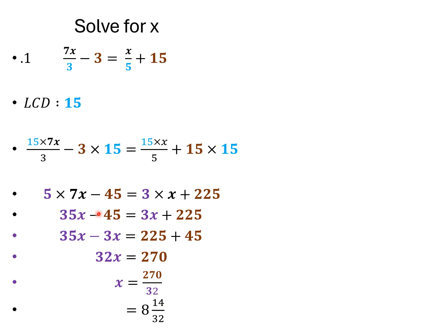Take my x's to the same side, so 35x minus 3x gives me 32x. 225 plus 45, it gives me 270. Right, to get x on its own, remember solve for x, so I want x to the power 1. So 32x divided by 32 gives me x. 270 divided by 32 would then give me 8 and 14 over 32. Right, and you can write that in its simplest form based on what your calculator gives you.